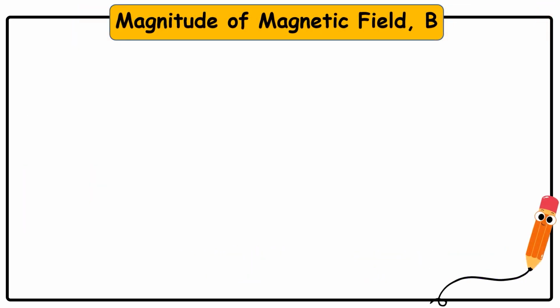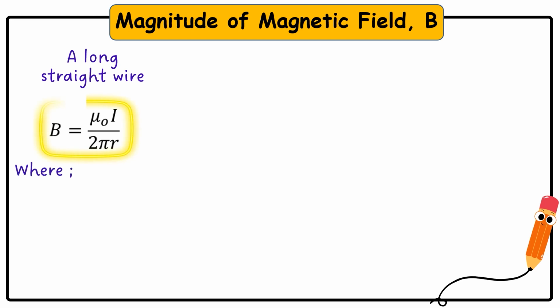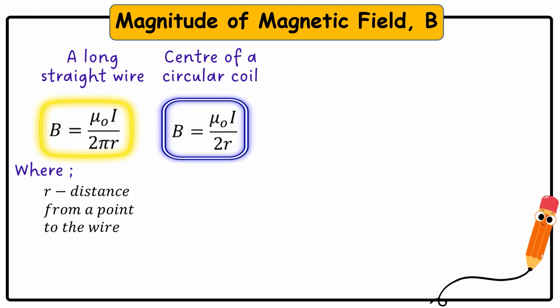To calculate the magnitude of magnetic field for the current carrying conductor, first, for a long straight wire, B is equal to mu naught I over 2 pi r, where r is the distance from a point to the wire. At the center of the circular coil, B is equal to mu naught I over 2r, where r is referred to the radius of the coil.